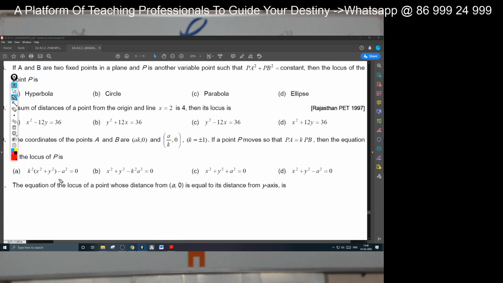Coming to the next question, the equation of the locus of a point whose distance from A0 is equal to the distance from y-axis. Straight question. Point is P(x, y), and this is A0. Its distance, that is PA, is equal to its distance from y-axis, mod x. So PA square is equal to x square.